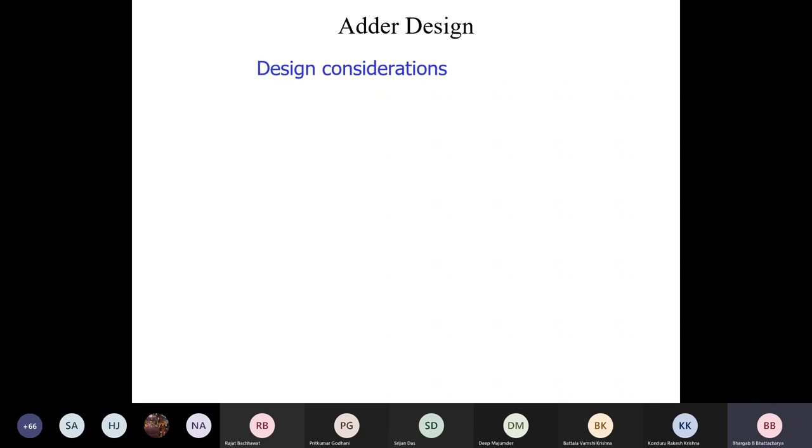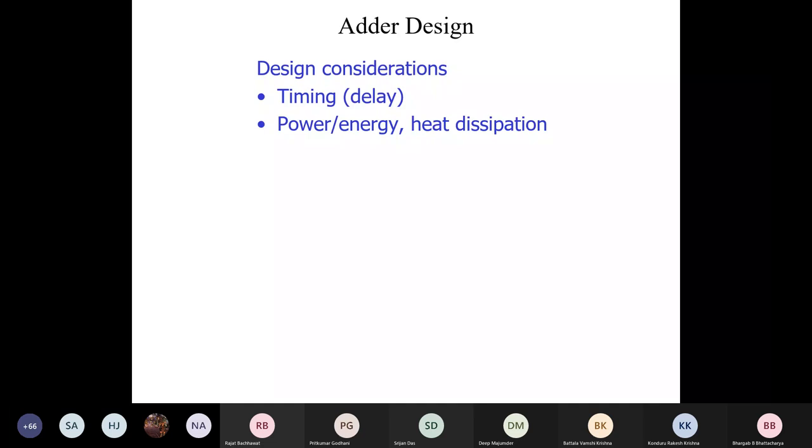Before that, let me tell you about the overall design considerations when you build hardware architectures. In the context of adder design, our main objective is to optimize delay, so timing is the fundamental design consideration. Then there is power and energy, since we are talking about fan out, fan in and so many things. If the circuit size increases, your energy would increase. And also there is the concept of heat dissipation.